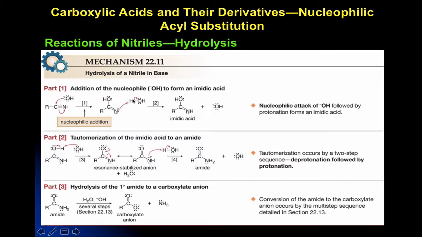The nitrogen anion then gets protonated. You make what's called an imidic acid and hydroxide. The hydroxide then deprotonates. This then goes through an intermediate, which is in resonance with this resonance structure. This, of course, is not particularly favorable. It gets protonated, you end up with an amide, and then the amide undergoes hydrolysis to the carboxylic acid.